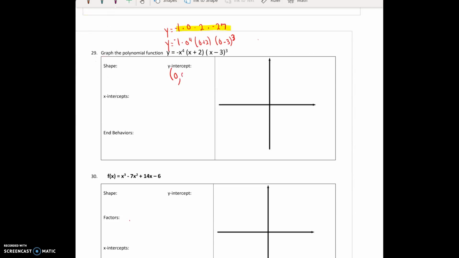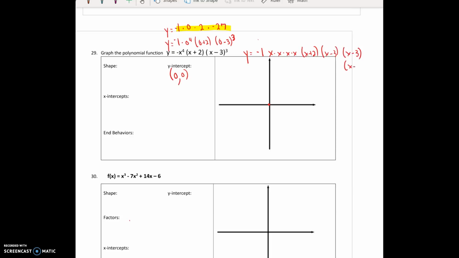So there's my y-intercept, 0, 0. Now let's talk about the shape. So the shape is based on the leading term when it's in standard form. So I don't want to take a lot of time and write this out, but what I want to pay attention to is that there is a -1 in front, and that there are 4 x's from x to the fourth. There's another x from x plus 2, and 3 more x's from these 3 x minus 3's.